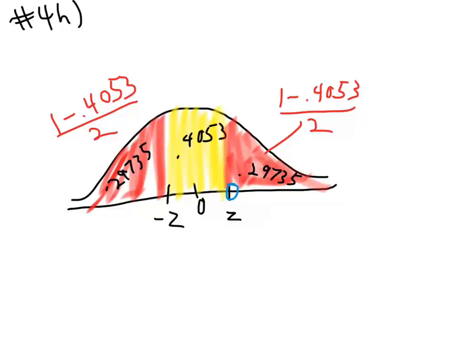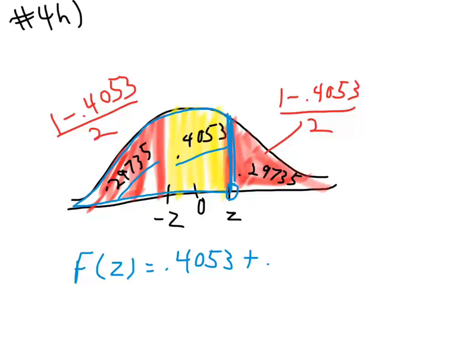We can look that z up in the table, and we can find the area to the left of that, and we would say that that is the CDF of z if we just add up the yellow area and the leftmost red area. So F of z is going to equal 0.4053 plus 0.29735. So that gives us 0.70265 to look up in the table.